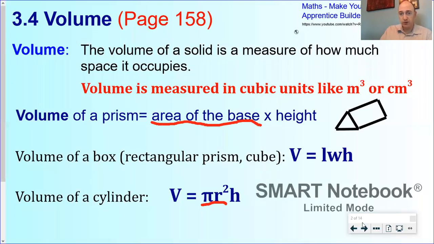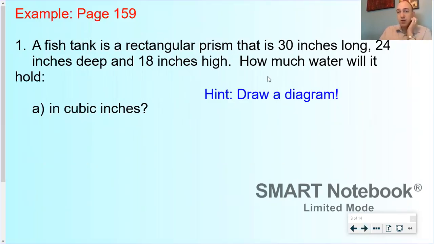So let's move on to some examples, and I'll erase this stuff that's here already. So we have a fish tank. It's a rectangular prism, 30 inches long, 24 inches deep, and 18 inches high. We want to know how much water it's going to hold. The capacity is similar in concept to the volume. It's how much space it takes up too, right?